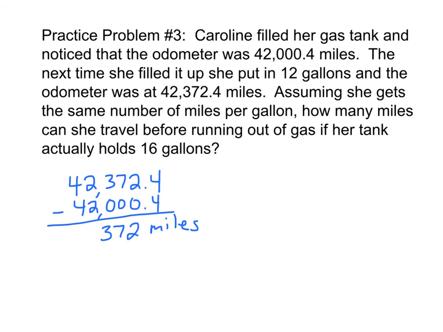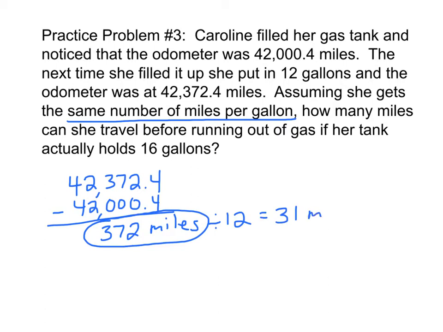In order to solve this problem, the first thing I need to do is figure out how many miles per gallon she gets. You can see that I've done some math here and figured out that she went 372 miles on this tank of gas. If she put in 12 gallons, I need to divide that by 12. And if I divide 372 by 12, I get 31 miles per gallon.